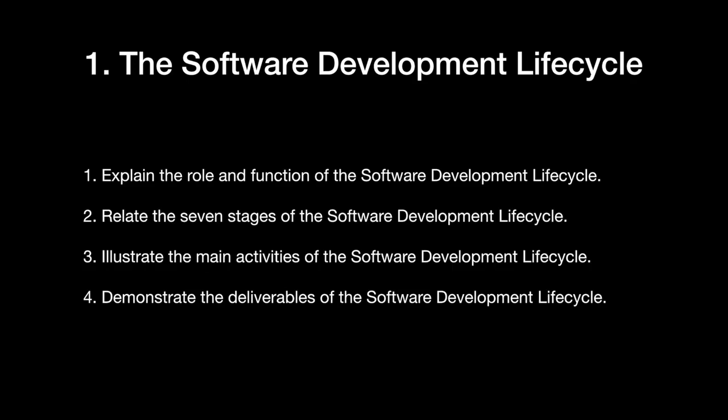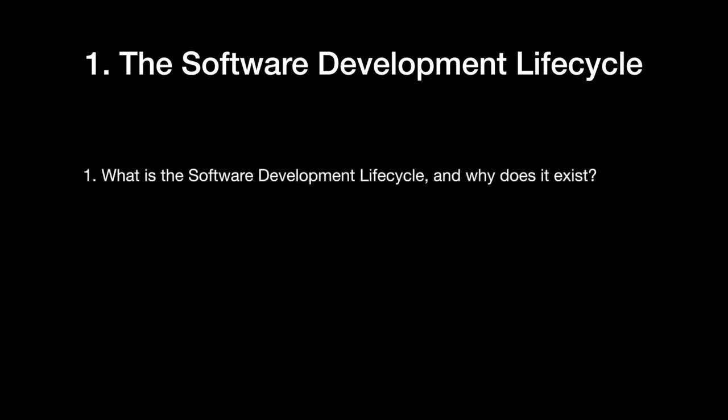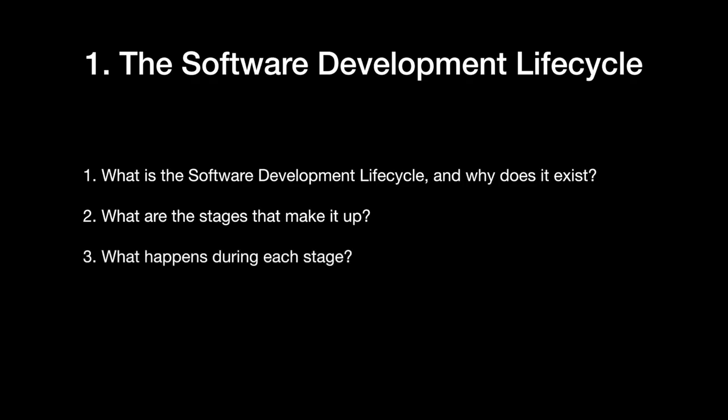But what does that mean in practice? In practice, things are a little simpler. You need to know what the software development lifecycle is and why it exists. You need to know the 7 stages that make it up. You need to know what happens at each stage and what is produced by each stage. This might seem like a lot, but as we'll see, the stages of the software development lifecycle are quite clear and fairly intuitive. If you've built software before, you've already used the software development lifecycle.